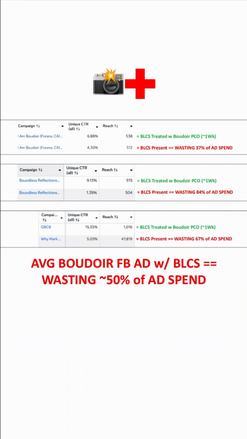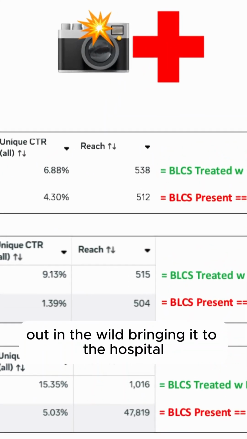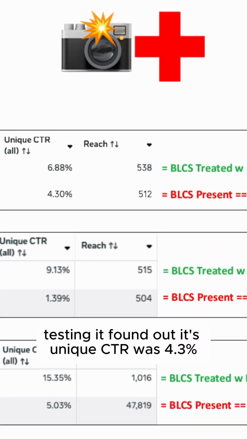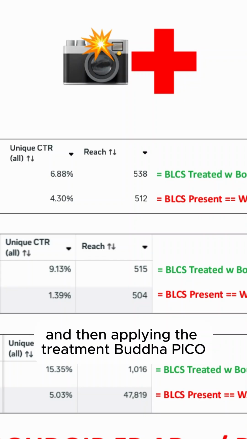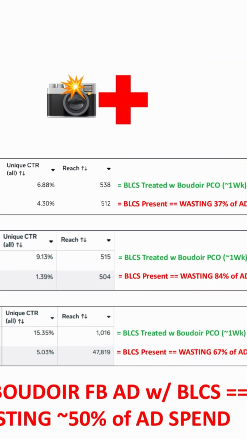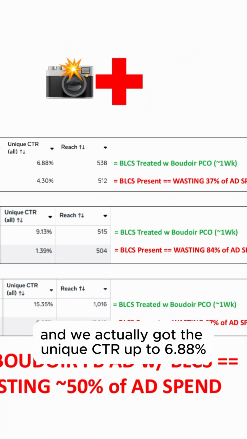So from my residency, the first part was finding a Boudoir Facebook ad out in the wild, bringing it to the hospital, testing it, and finding out its unique CTR was 4.3%, and then applying the treatment, Boudoir PICO. So we did apply Boudoir PICO. It took about a week, and we actually got the unique CTR up to 6.88%.